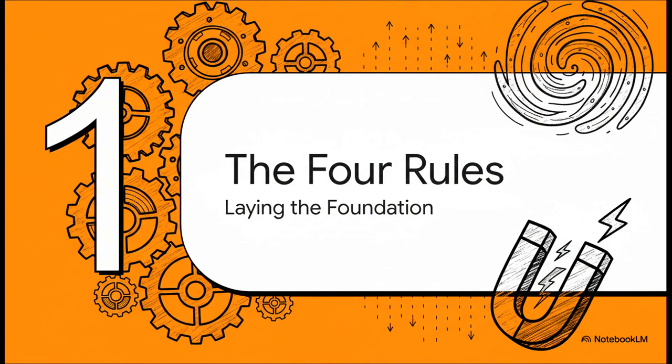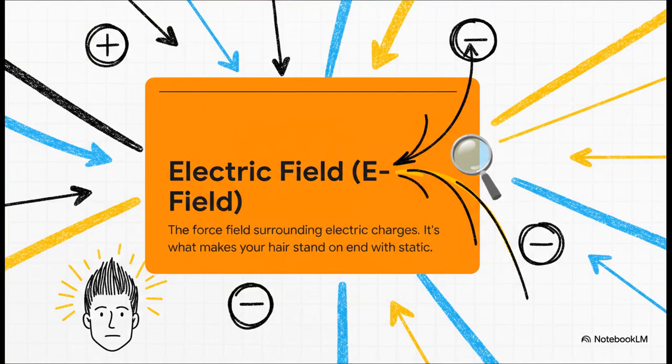Okay, so let's start at the beginning, right where most physics students do. This is the foundation. And to really get it, you need to meet our two main characters. First up, you've got the electric field. We call it the E field. And you've definitely felt this. It's that force that just radiates out from every single electric charge in the universe. It's the invisible push and pull that charges exert on each other.